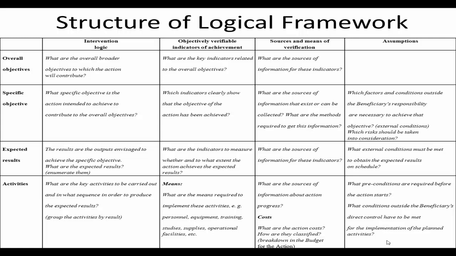Then, of course, in the second column, you would indicate the objectively verifiable indicators for achievement. And these must be objectively verifiable. Anybody should be able to take the source of information you have indicated and be able to verify whether the indicators are achieved or not. Then, of course, the third column is the source and the means of verification. And the last column is the assumptions.